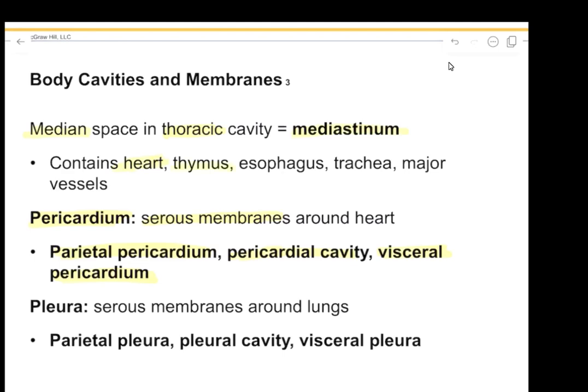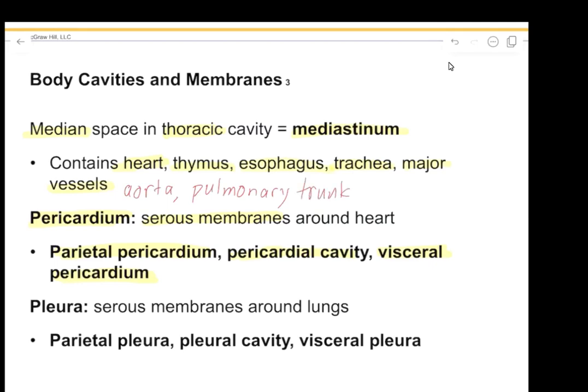Posterior to the heart would be the trachea, the windpipe. Posterior to that is the esophagus, part of the digestive system, and some of those major vessels that I mentioned, being the aorta and the pulmonary trunk. We call these great vessels because they are coming out of the heart.